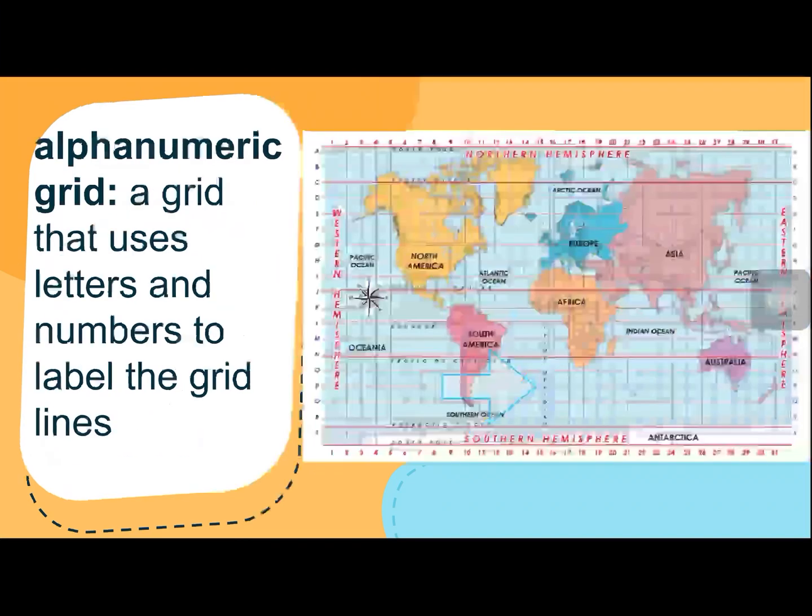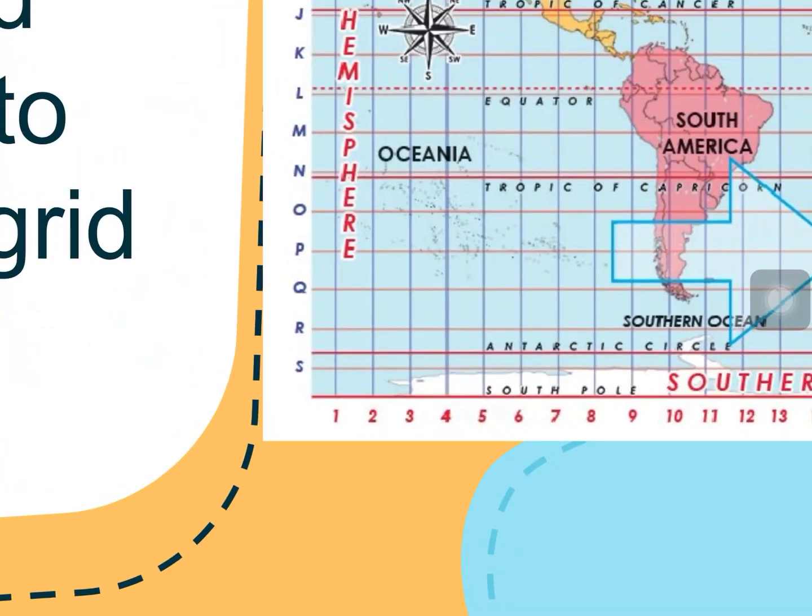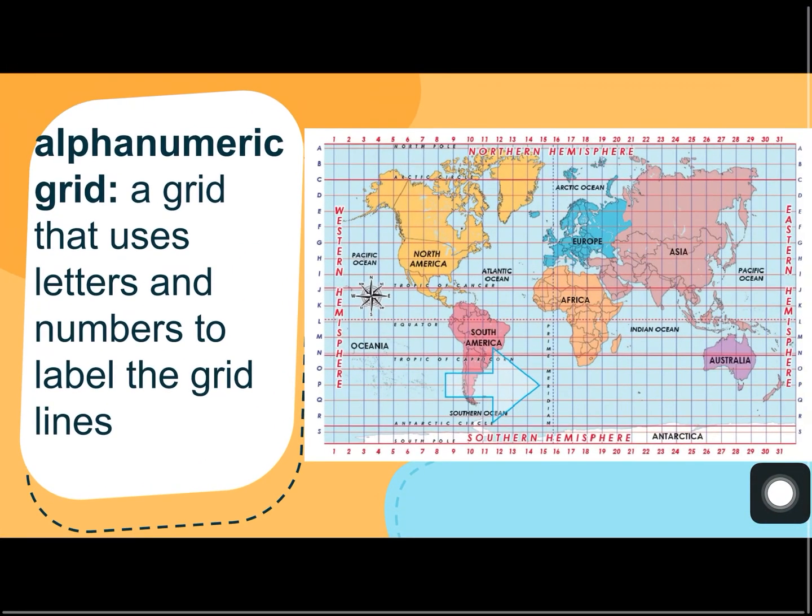This is an alphanumeric grid. That's a tricky one, but try saying it. Alphanumeric grid. Very good. This is a grid that uses letters and numbers to label the grid. So if you zoom in here, you can see that there's numbers on one side and letters on the other side. You find a point on your map, and then you can see where that letter and where that number intersect, which means they cross, and that could give you the exact location of a place.